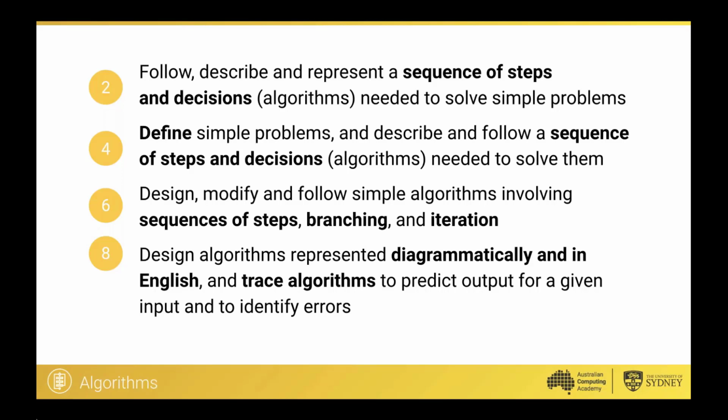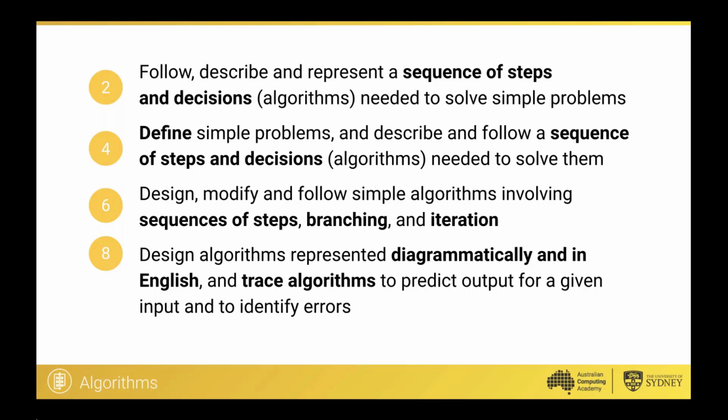That Vegemite sandwich example already has those elements within it. By Year 5-6, students are expected to design, modify, and follow simple algorithms. So the key addition there is that they need to be able to take an existing algorithm and change it in some way. And then we're going to add, in addition to sequence of steps, branching, which is just a more formal way of describing making a decision. The final addition is iteration.